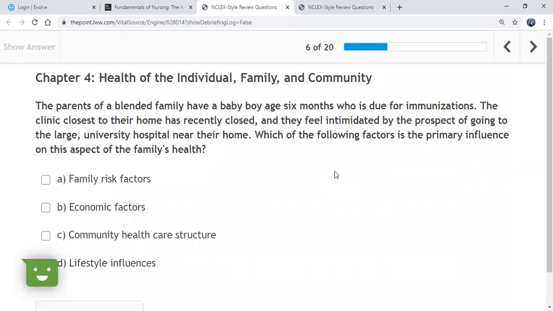All right, let's read this statement first because this is one of those long questions. Which of the following factors is the primary influence on this aspect of the family's health? Parents have a blended family. The parents of a blended family have a baby boy age 6 months who is due for immunization. The clinic closest to their home is recently closed, and they feel intimidated by the prospect of going to the large university hospital near their home. Which of the following factors is the primary influence on this aspect of the family's health?